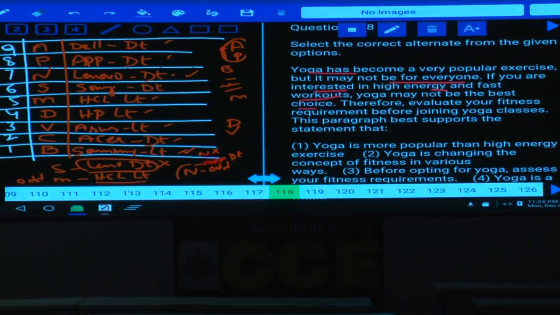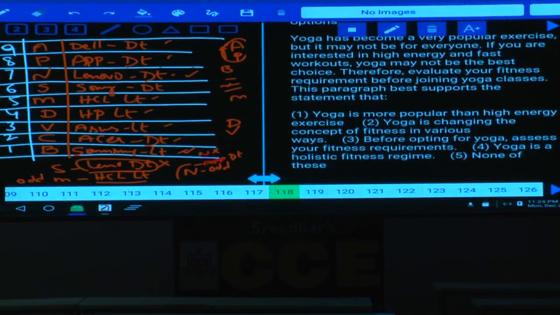And therefore, evaluate your, therefore means it is the final conclusion. Finally, it has been concluded that you should evaluate your fitness requirement before joining yoga classes. Before joining any yoga classes, you should evaluate your fitness, whether you require high fitness, fast workout or low fitness, low workouts, isn't it? Now you should evaluate yourself before joining any one of these yoga classes.